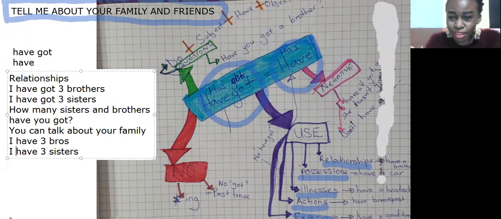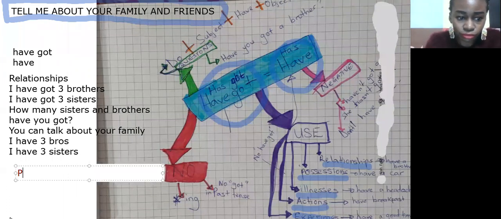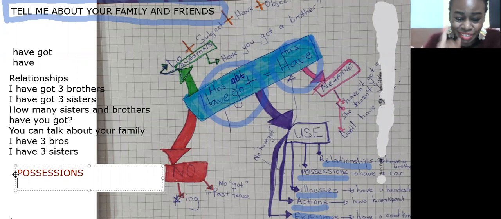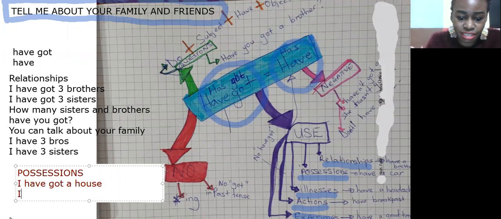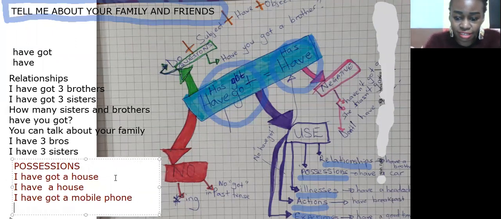It's the same. And let's look at possessions. Possessions. What is possessions again? Possessions, for example, I have got a house, or I have a house. We can say, I have got a mobile phone. Or we can say, I have a mobile phone.